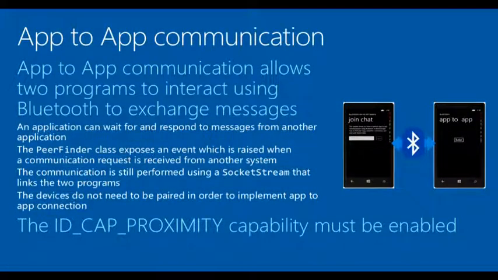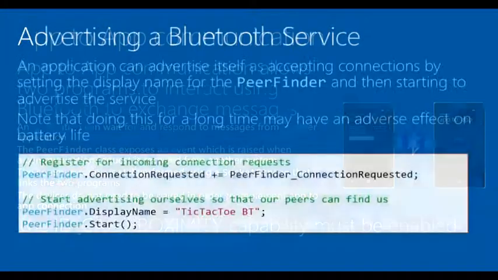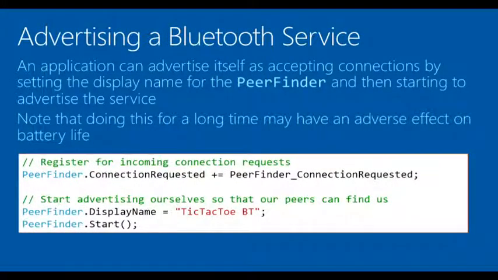So yeah, app to app, you can use Bluetooth to exchange messages. And again, the Peer Finder is what we use here. First of all, what you have to do is advertise yourself. You need to give yourself a name and a display name, and then you start advertising your presence to other devices around. So that's where you call the PeerFinder.Start.